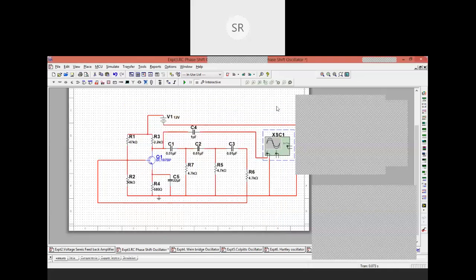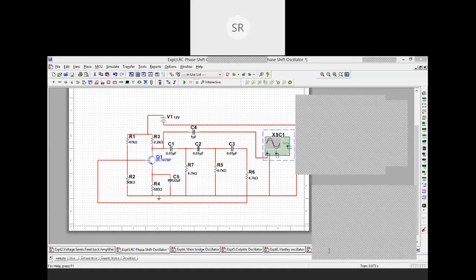Now, what is question number 2 for the RC phase shift oscillator? What is the frequency of oscillation of the RC phase shift oscillator?